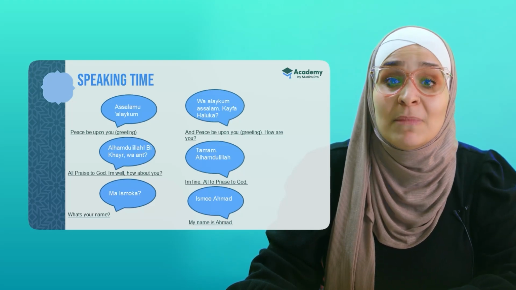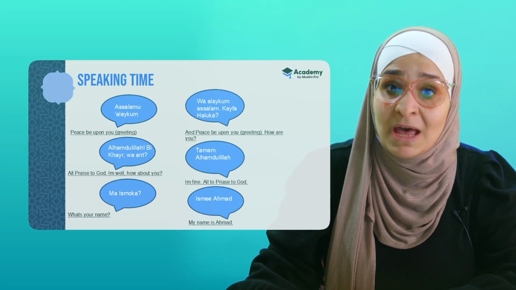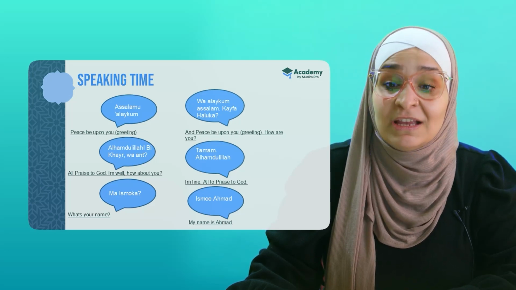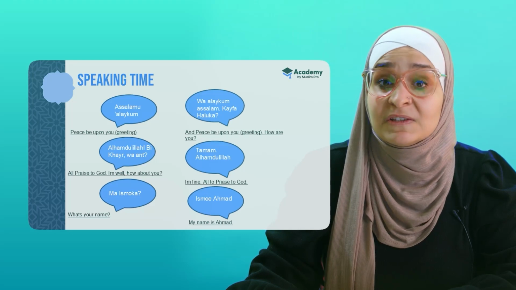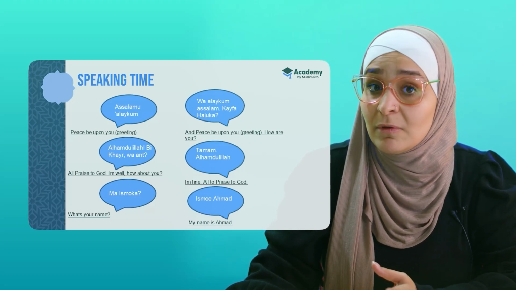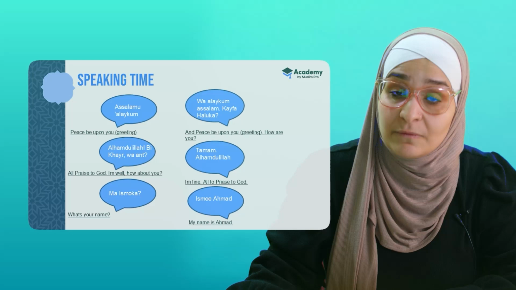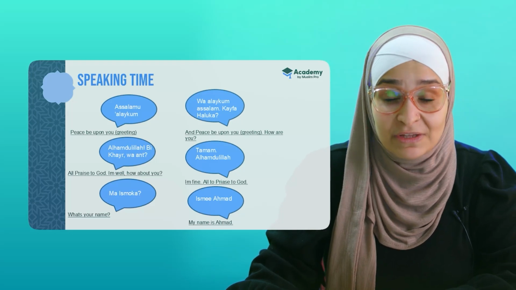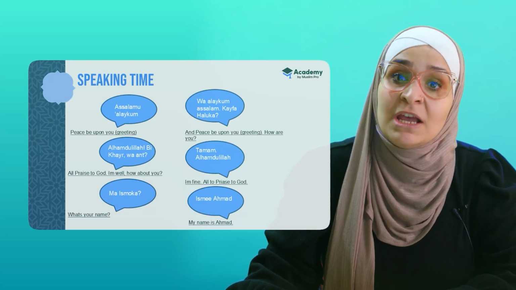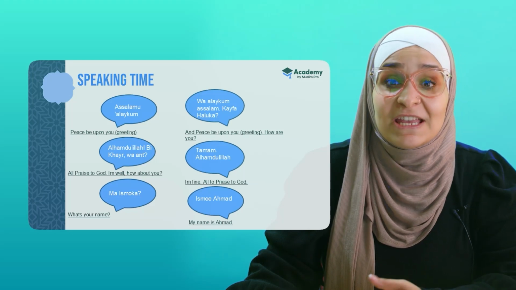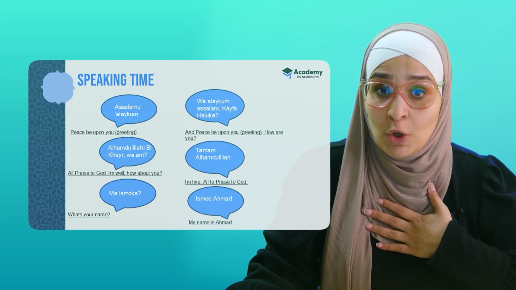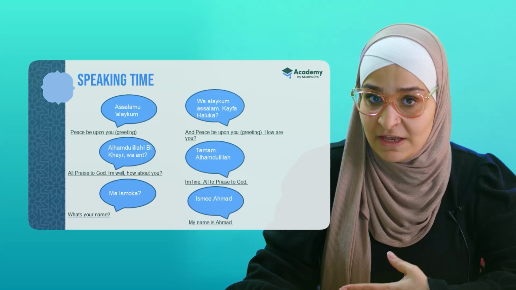Last, ma ismuka. Ma ismuka. Ismi Ahmad. So ma ismuka means what's your name? Directing your speech to a male. So if you're asking a man or a male in general, what is your name? It should be ma ismuka. And the response to that is Ismi Ahmad or Ismi, and then you put the name.